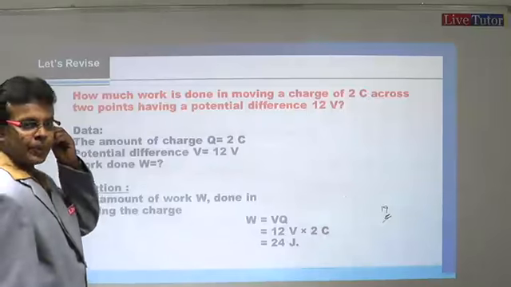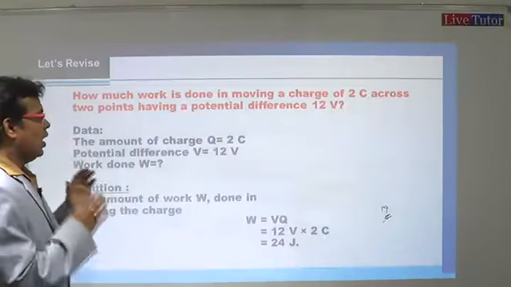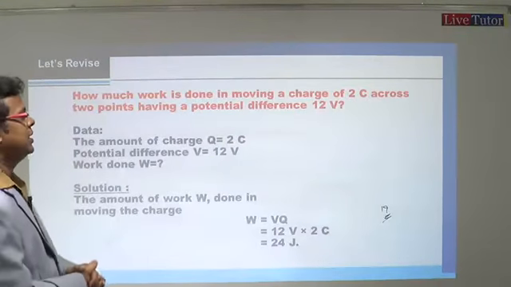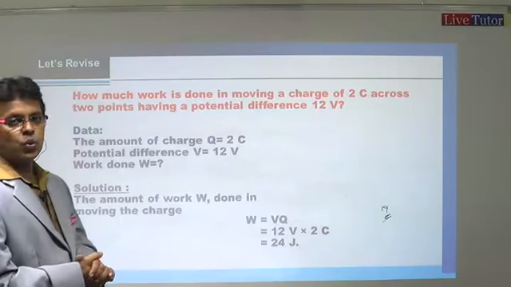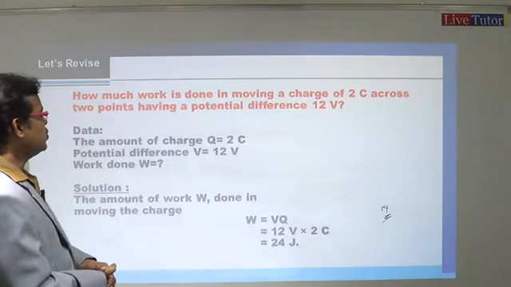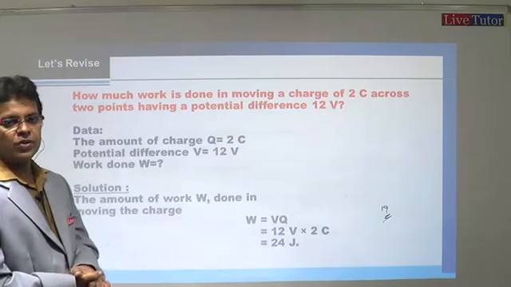The next one is, how much work is done in moving a charge of 2 coulomb across 2 points having a potential difference of 12 volts.